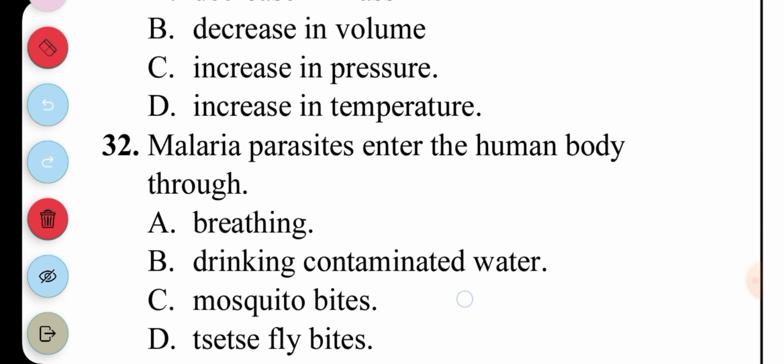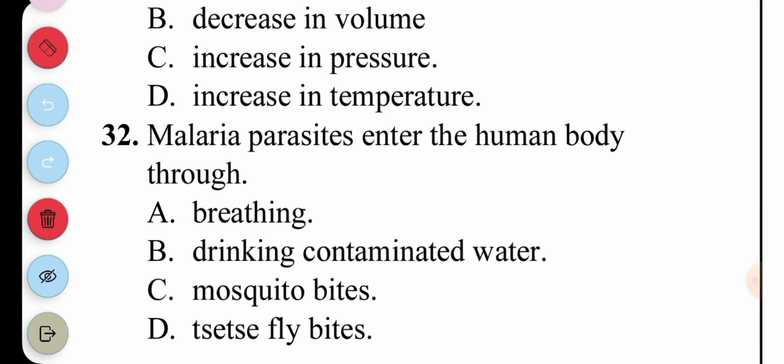32. Malaria parasites enter the human body through A. Breathing, B. Drinking contaminated water, C. Mosquito bite, D. Fly bite. The answer to question 32 is C.